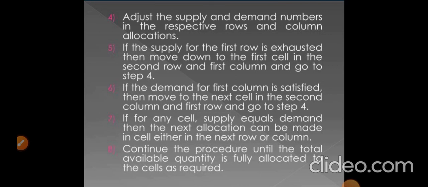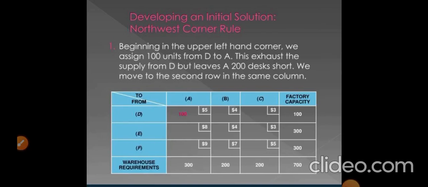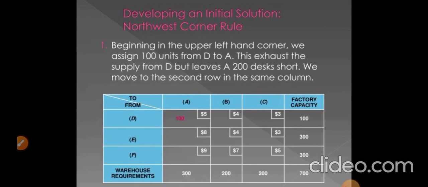If for any cell supply equals demand, then the next allocation can be made in a cell in either the next row or column. Continue the procedure until the total available quantity is fully allocated to the cells as required. Okay, let us see one problem depending upon the northwest corner rule. Here we are going to find only the initial basic feasible solution, not the optimal solution.